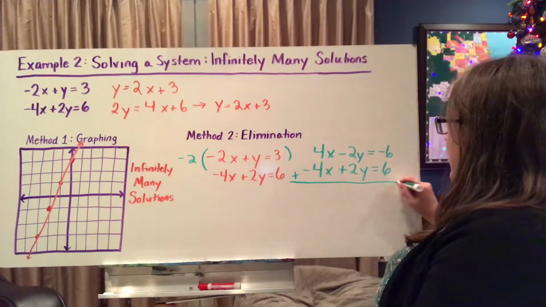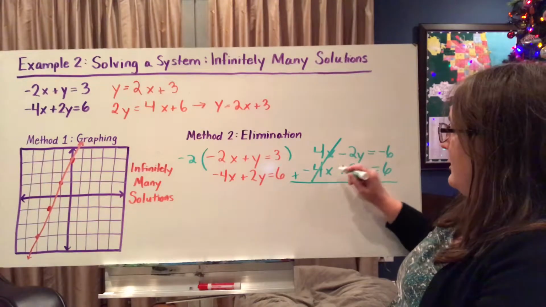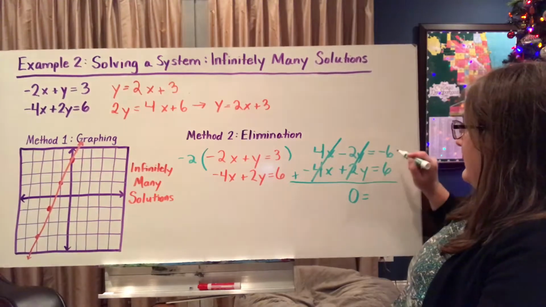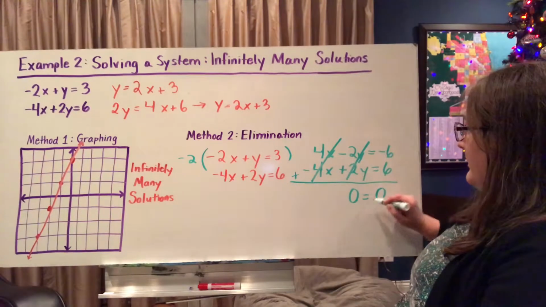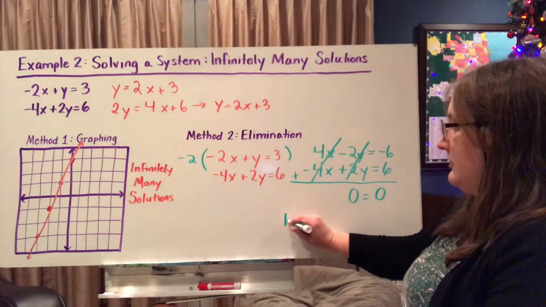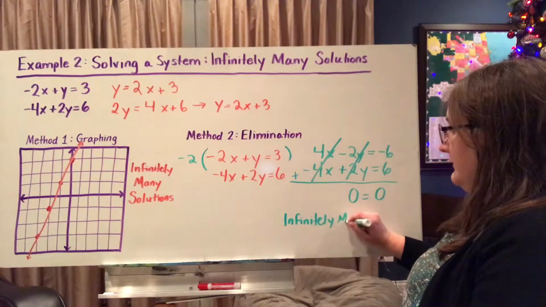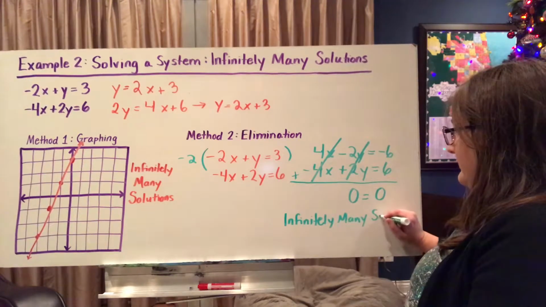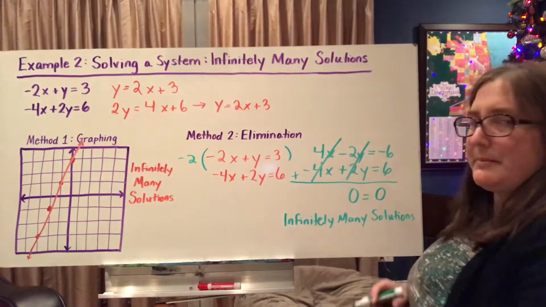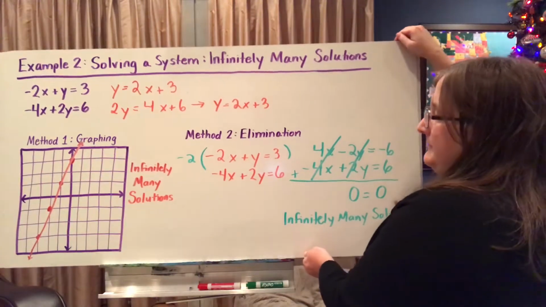But when I look at my actual equation, what I notice is not only do my x's cancel out, but so do my y's. So I'm left with nothing here. And -6 and 6 is also nothing. So I get 0 equals 0, which is true in every instance, and something that is always true means I have infinitely many solutions. So anytime I notice that the equations in my system represent the same line, I'm going to have an infinite number of solutions.